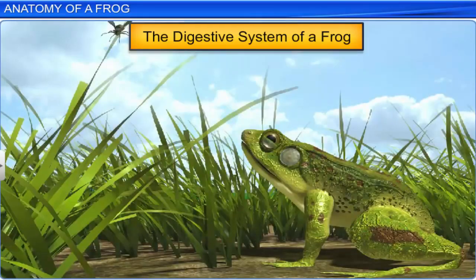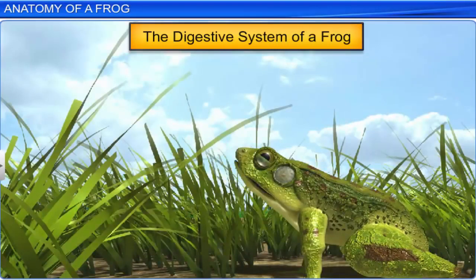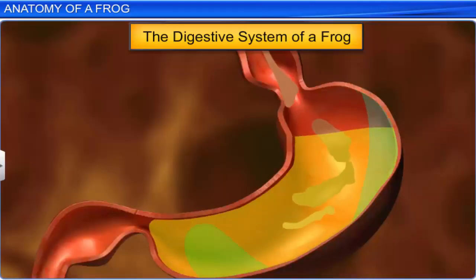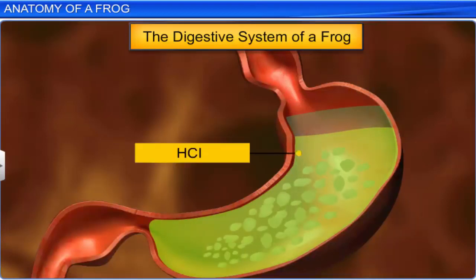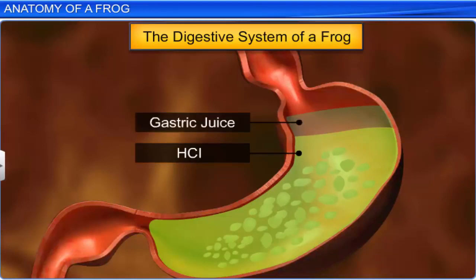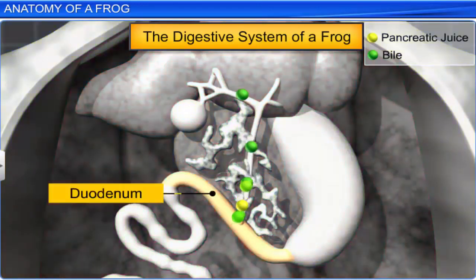A frog uses its sticky, bilobed tongue to catch prey or food. As the food passes through the stomach, it is partially digested by hydrogen chloride or HCl and gastric juices secreted by the walls of the stomach. This partially digested food, called chyme, then passes into the duodenum, which receives pancreatic juices and bile through a common bile duct.